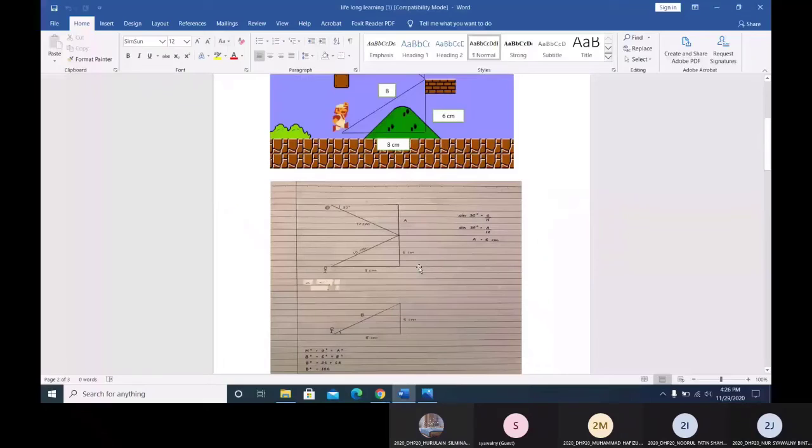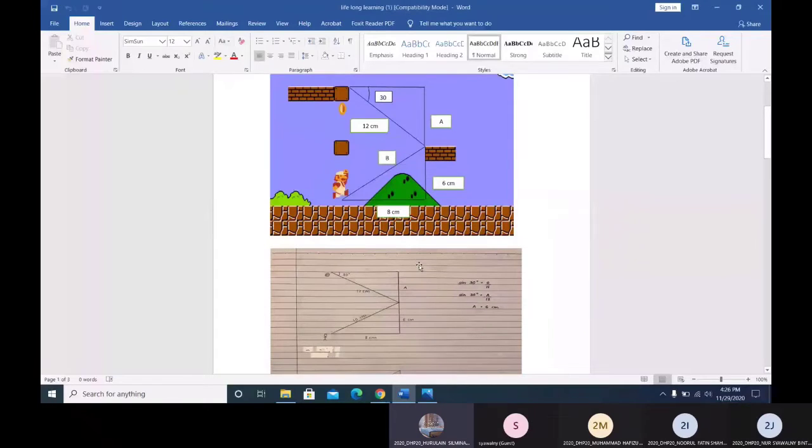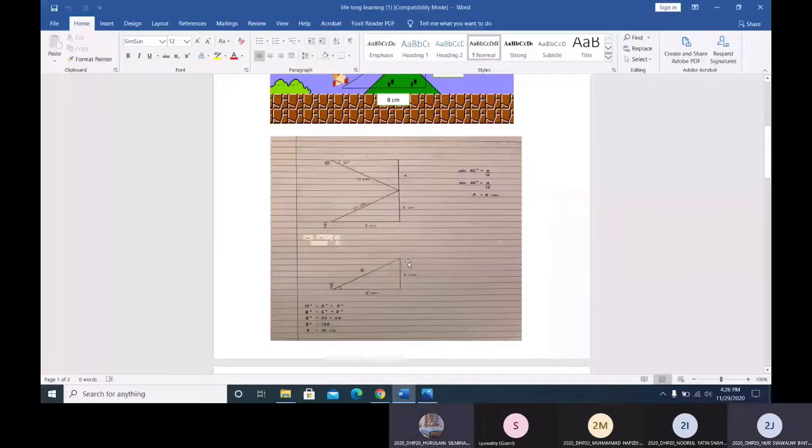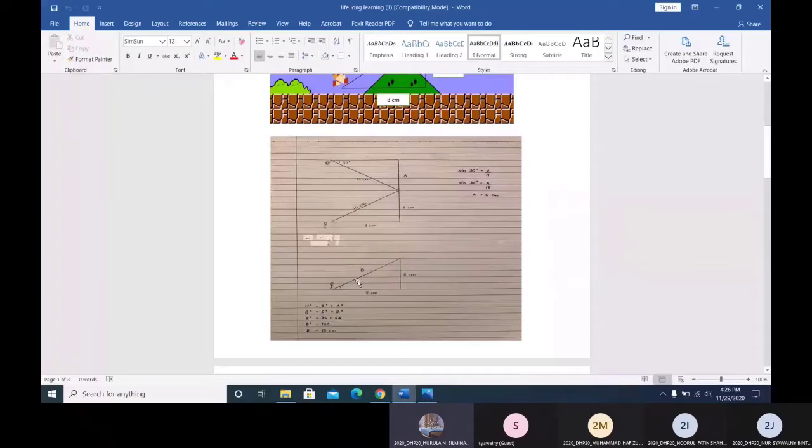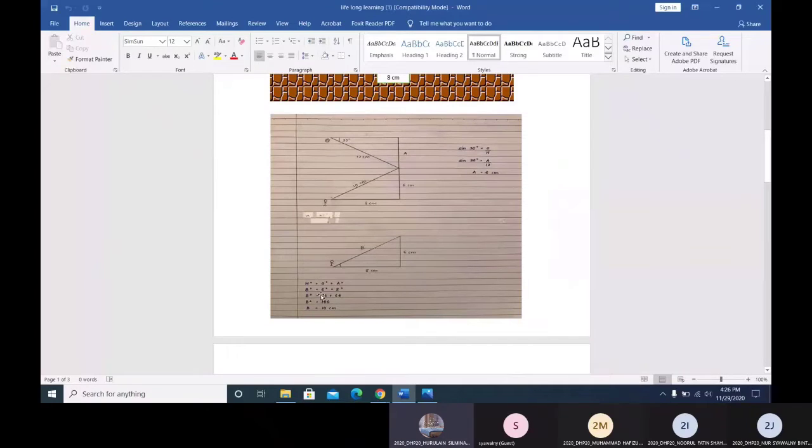Next, there are three examples that we should know. First, we can see that the boy is going up to the block. We can calculate the B that is asked for. We can find that there are two pieces of information. First, adjacent is equal to 8 cm. Second, opposite is equal to 6 cm. We must find the B, which is the hypotenuse.